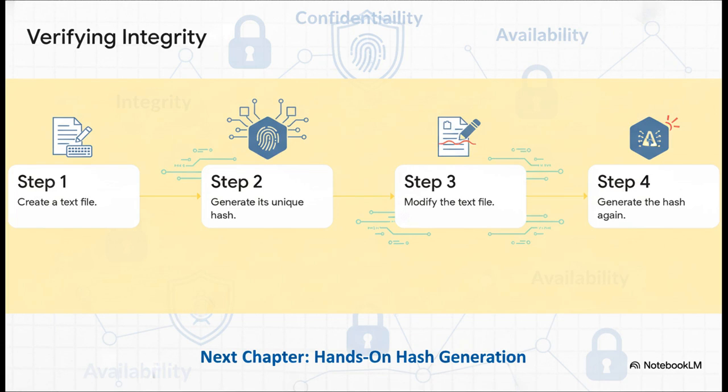So how does this actually work in the real world? Well, it's a pretty straightforward four-step process. First, you take a file. Step 2, you generate its unique hash, its fingerprint. Then, say someone comes along and modifies that file, even just a tiny bit. Well, when you run step 4 and generate the hash again, it will be completely different. And that's it. That's how security systems automatically monitor files and sound the alarm the second an unauthorized change happens.